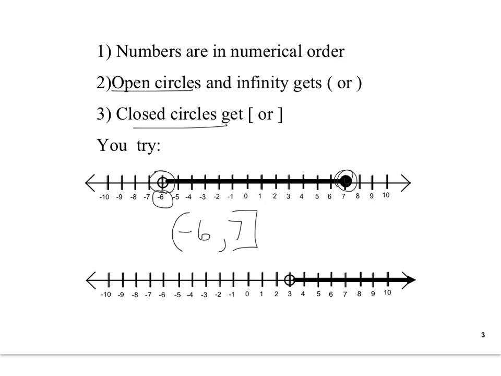So here we go. The smallest number for this one is 3. So 3 goes first. The largest number for this one, well, there isn't a largest. It's infinity. So we do a sideways 8, comma. Open circle here, infinity there.